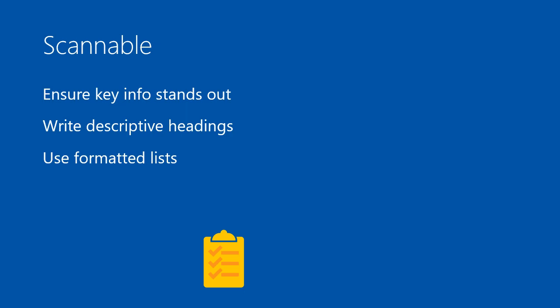Next, readers should be able to quickly scan the various sections of your proposal to find what they need. Organize and format your text so the key information stands out. That's the most important stuff that you really want reviewers to know about. It shouldn't be buried in the middle of a long paragraph or it might get lost.